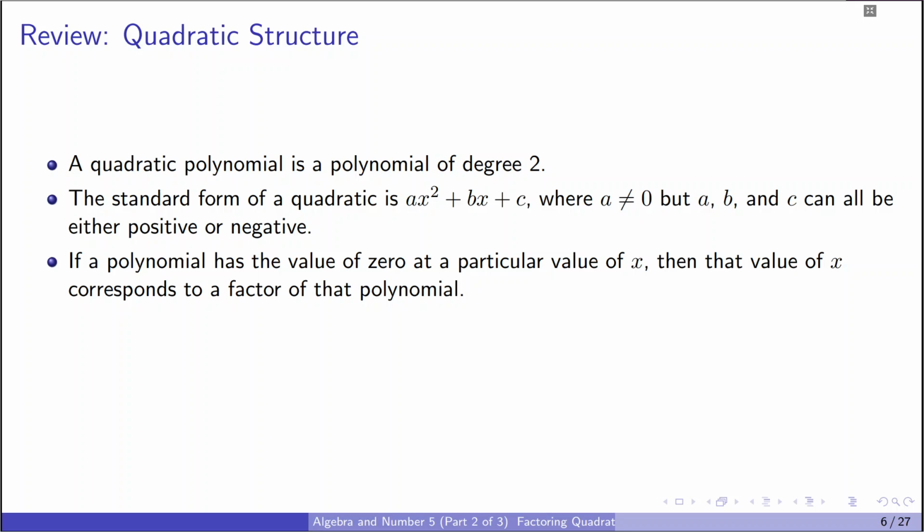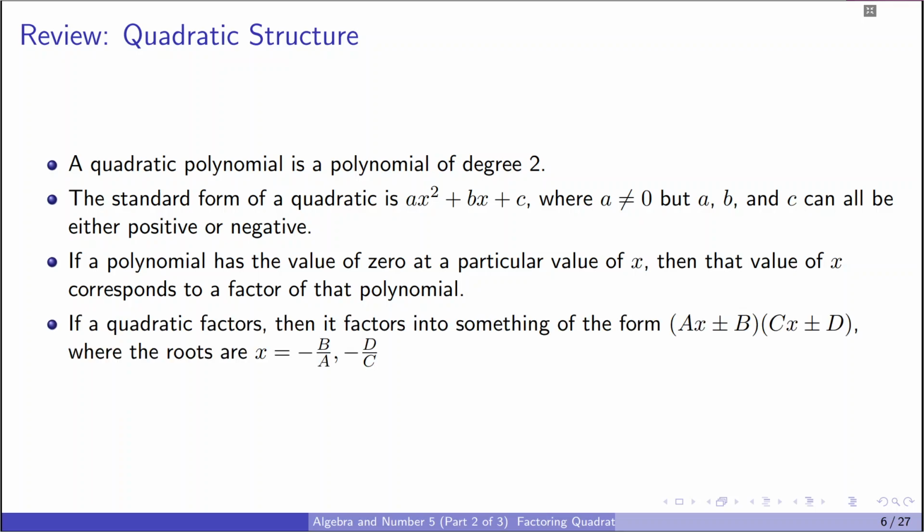If a polynomial has the value of 0 at a particular point of x, then that value of x corresponds to a factor of that polynomial. So if it has a 0 at 1, we will be able to turn that into a factor of x minus 1. If it has a 0 at negative 5, we have a factor of x plus 5. If the 0 is at 1/2, one factor is 2x minus 1. This will be important.